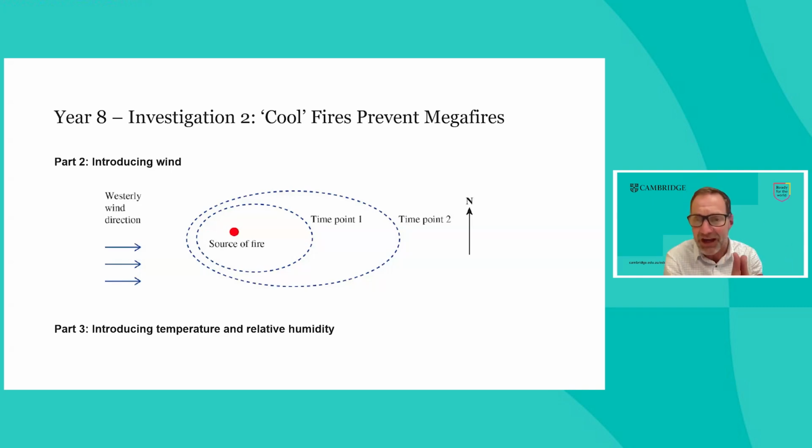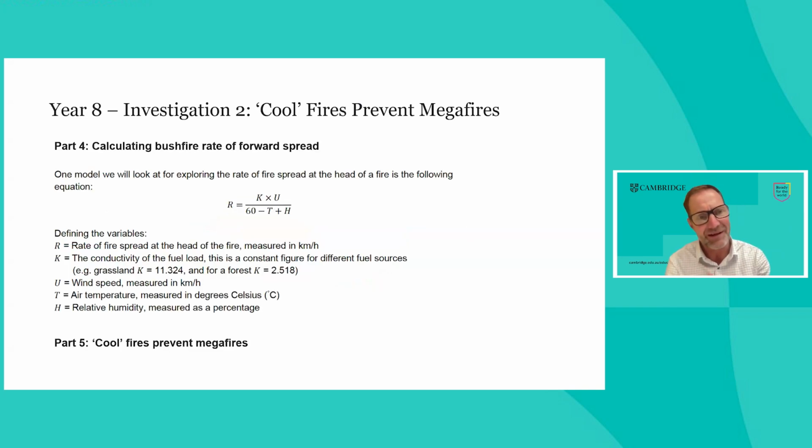Let's introduce temperature and humidity, and let's understand that part. Thank you. Next slide. Then we move into part 4, and quite a sophisticated Year 8 model that you can see here: the rate of the fire spread is equal to the conductivity of the fuel load, the K, multiplied by U, the wind speed, divided by 60 minus the temperature plus the relative humidity. And so that's a complex model to help us understand forward spread.